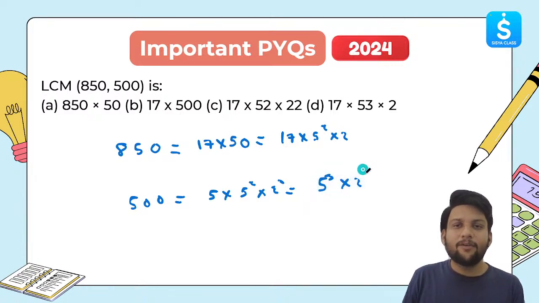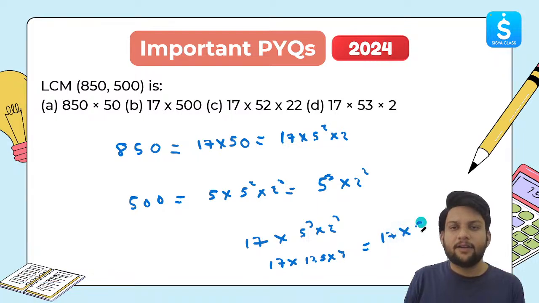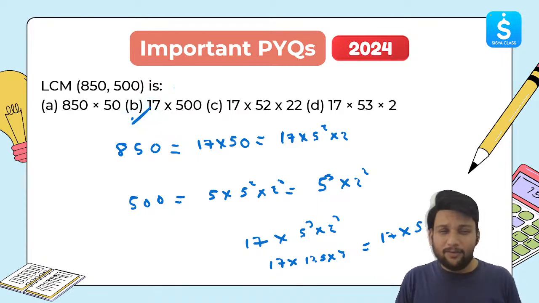This is nothing but 5 cube times 2 squared. Now recall the definition: we have to take the highest power, that is 17 times 5 cube times 2 square. So our answer will become very easy. 17 times 5 cube is 17 times 125, and 125 times 4 gives us 500. So the answer is 17 times 500. It is one marker, but still it takes a lot of time. But if you go with the procedure that I just taught you, you can do it easily.